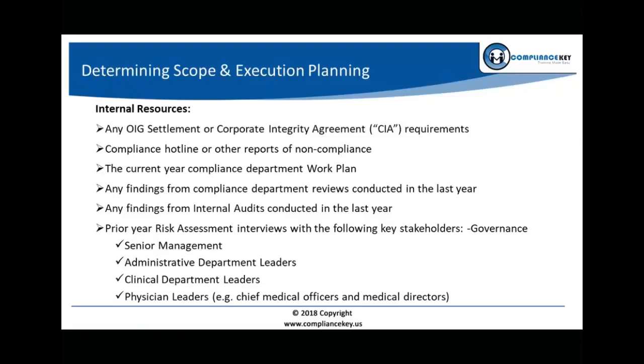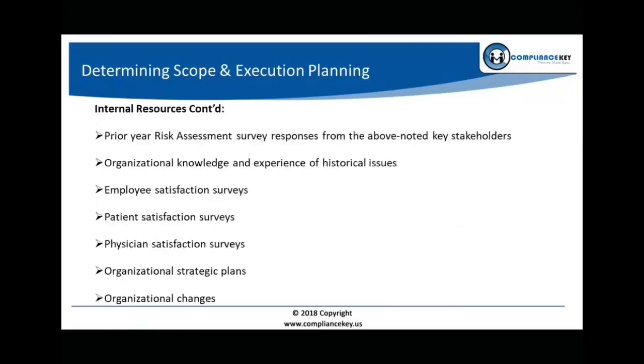Take a look at the work plan that's been developed for the compliance department for this particular year. Are there projects that need to be carried over that didn't get completed? Also, looking at the, we'll get to that next, the external piece, but I was going to say the OIG work plan you'll need to take a look at as well. But these are just some different things you can consider with regards to internal resources when you're developing that list. And then there's just some additional ones.